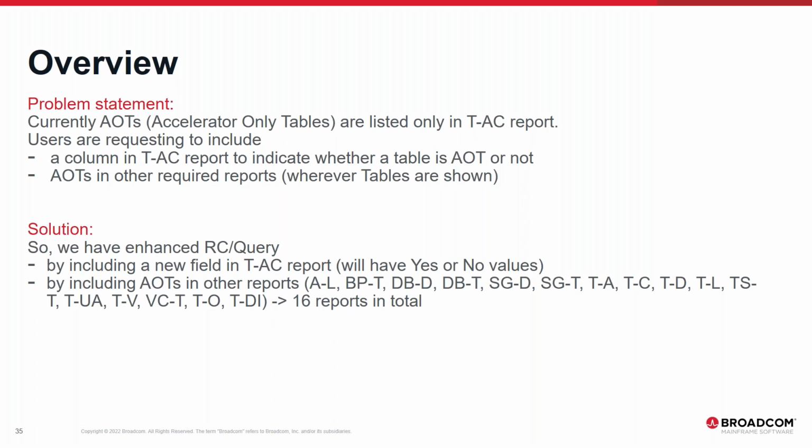And at the same time, we have also enhanced multiple RC query reports. Totally 16 reports are being enhanced, just to make sure that we list all the AOT tables in other reports as well. So I just tried to give you some of the other screenshots, but in total we have enhanced 16 reports for RC query, showing the accelerator only tables also in RC query reports.